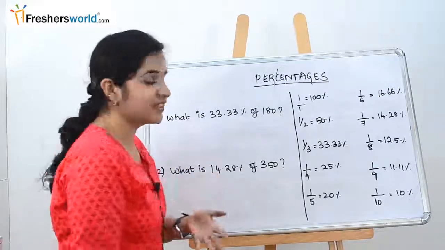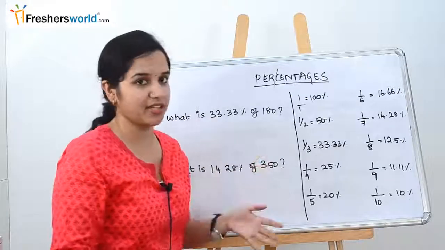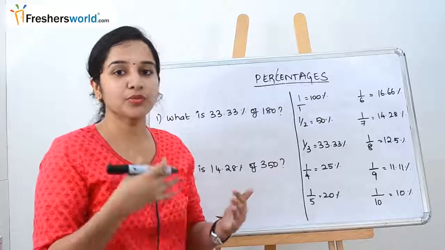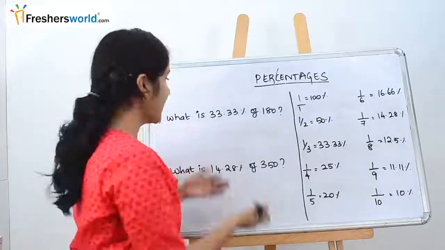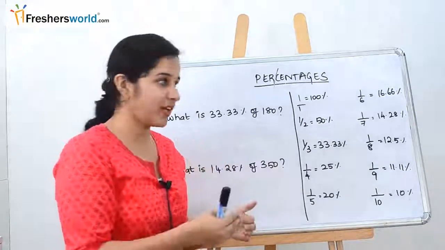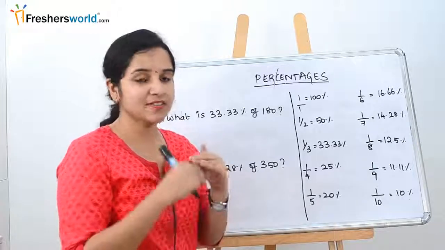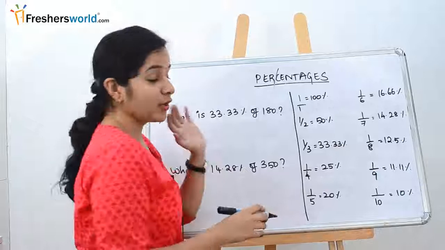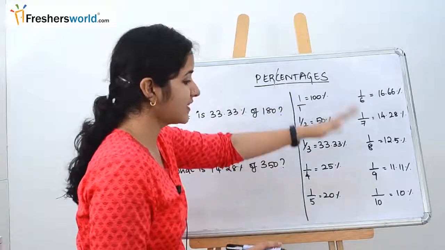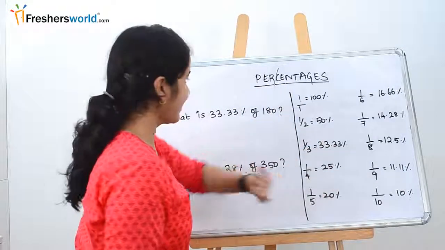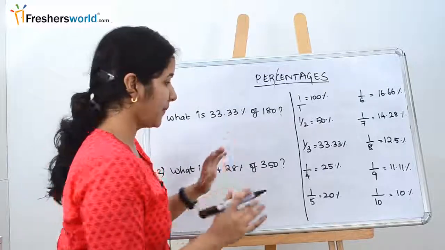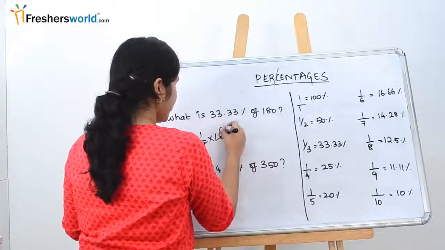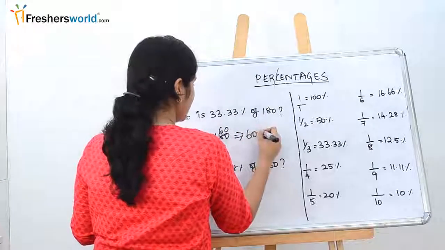They will ask, what is 33.33% of 180? If you are a person who doesn't know any of this, you have to use the elaborate method, like 33.33 divided by 100 into 180. That's a very elaborate method and very time consuming in an aptitude exam. If you know all these tables by heart, you will know directly that 33.33% is nothing but 1 by 3. So 1 by 3 into 180 is nothing but 60. So directly you know it is 60.